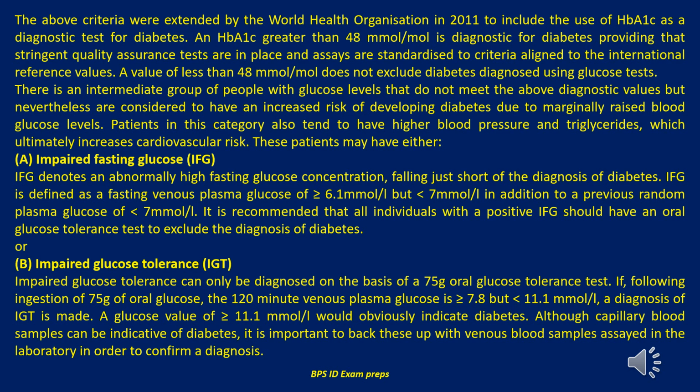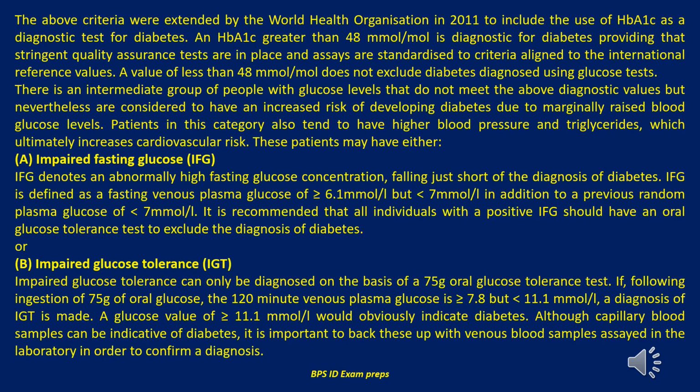These patients may have either A. impaired fasting glucose, abbreviated as IFG. IFG denotes an abnormally high fasting glucose concentration, falling just short of the diagnosis of diabetes. Impaired fasting glucose is defined as a fasting venous plasma glucose of equal to or above 6.1 millimoles per liter but below 7 millimoles per liter in addition to a previous random plasma glucose of below 7 millimoles per liter. It is recommended that all individuals with a positive impaired fasting glucose should have an oral glucose tolerance test to exclude the diagnosis of diabetes.